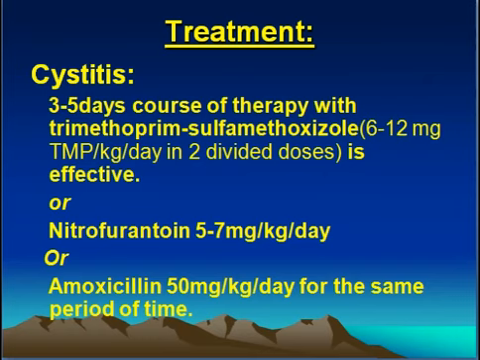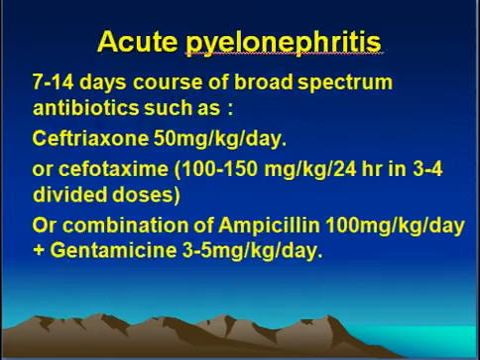Treatment: cystitis. Cystitis can be treated by a 3 to 5 day course of therapy with trimethoprim-sulfamethoxazole 6 to 12 mg per kg per day in 2 divided doses, or nitrofurantoin 5 to 7 mg per kg per day, or amoxicillin 50 mg per kg per day for the same period of time.